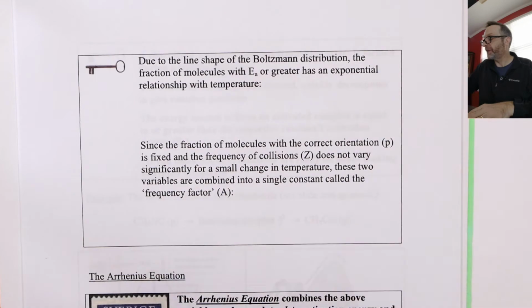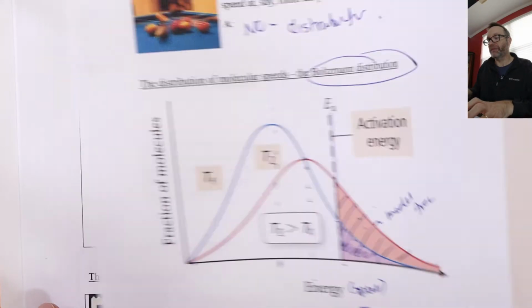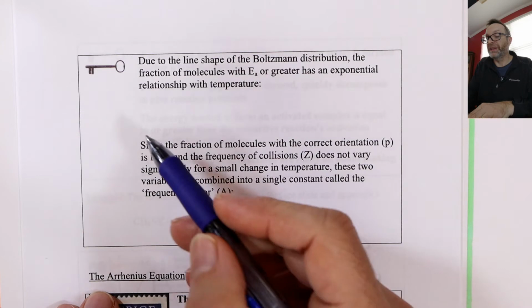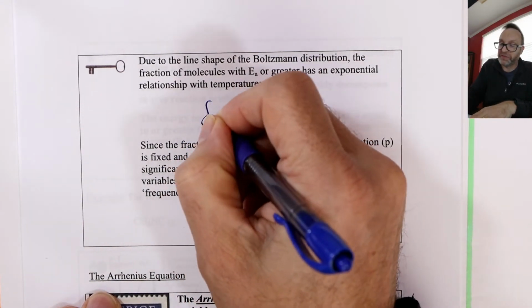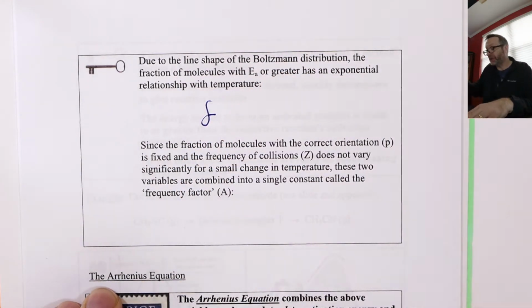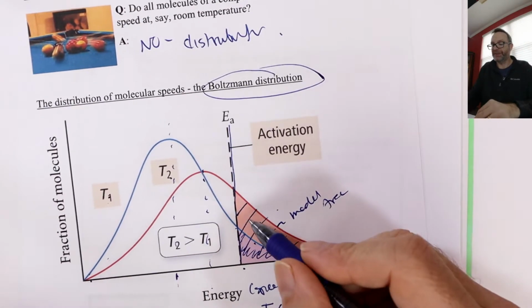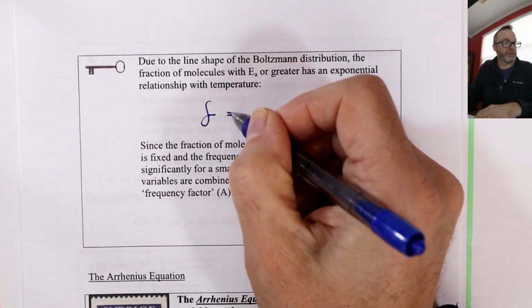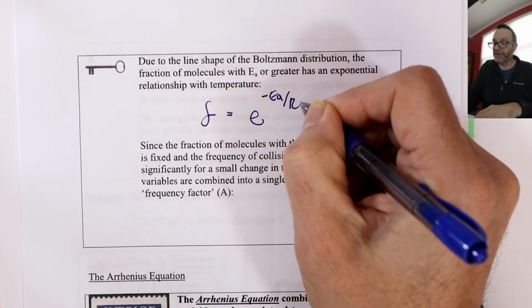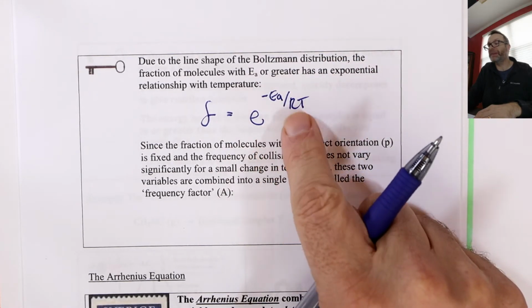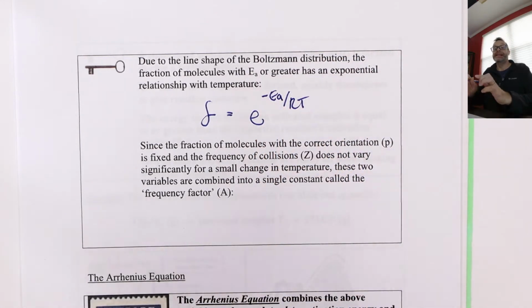Due to the line shape of the Boltzmann distribution, the fraction of molecules with EA has an exponential relationship. And it turns out that the fraction, remember F is the fraction with EA or greater, that's this area here, that's what we want. The fraction equals e to the minus EA over RT. So temperature is the variable, but it's an exponential and EA is a constant. That's modeling the area under that graph, the fraction of molecules with EA or greater.